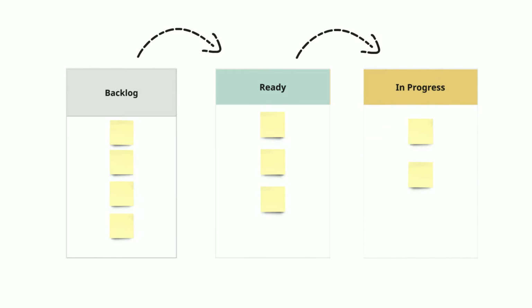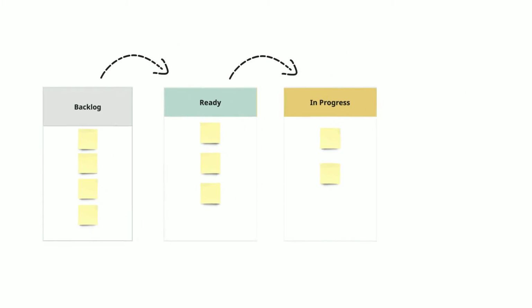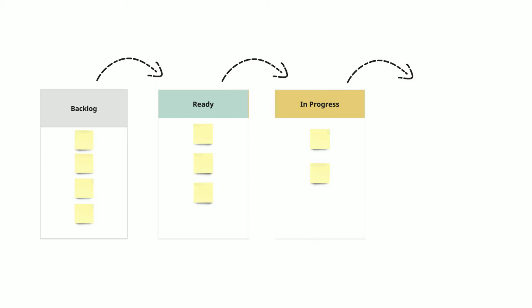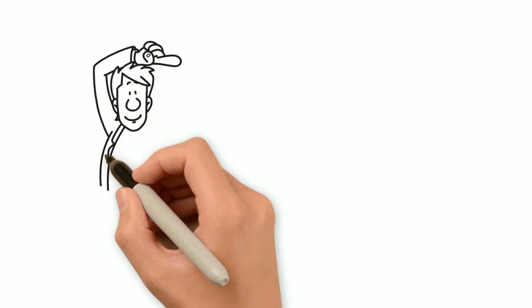The team pulls any cards that are ready into the In Progress column once they start working on them. When work is complete, the cards get moved to the Done column. Every team will have their own version of columns based on their own workflow.